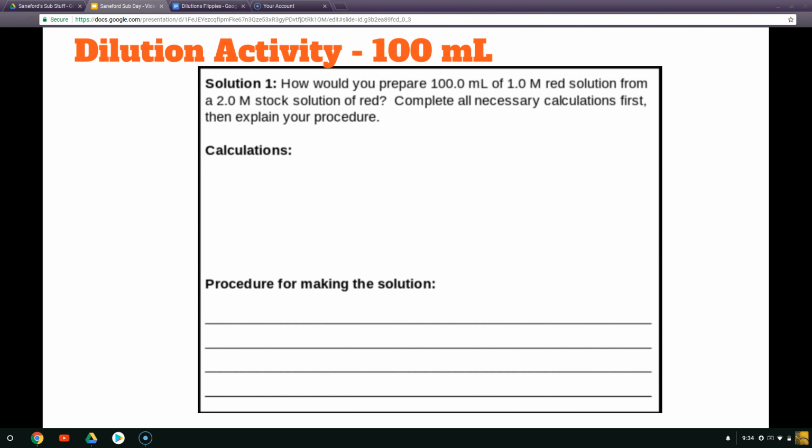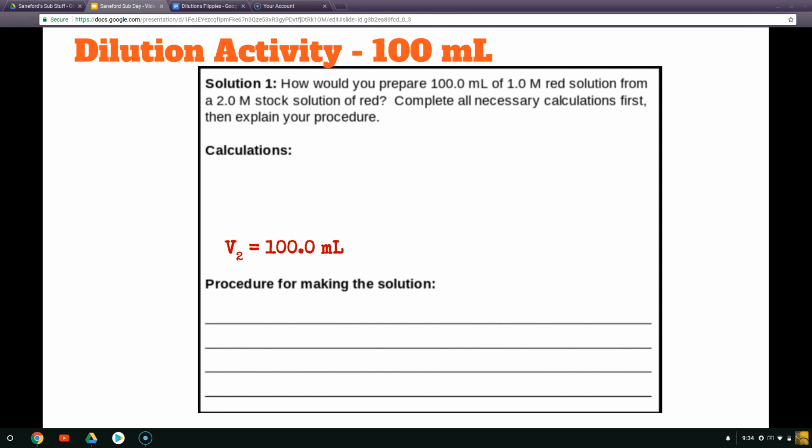So for solution 1 that you need to prepare, the first thing we want to do is know that we want it to be 100 milliliters, because that's the size of the flask. And we want it to be a 1 molar red solution. And we're starting with 2 molar stock solution. So we need to do some calculations and then we'll talk about procedures here.